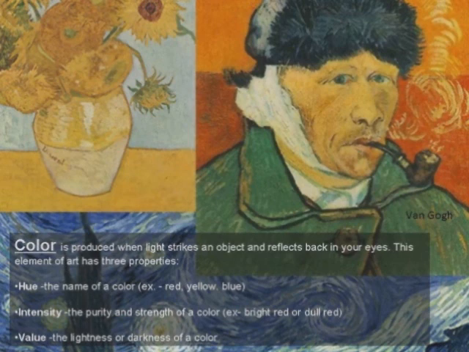Color is produced when light strikes an object and reflects back into your eyes. This element of art has 3 properties: hue, the name of a color; intensity, the purity and strength of a color; and value, the lightness or darkness of a color. Van Gogh was a master at creating certain moods within his art simply by using color.